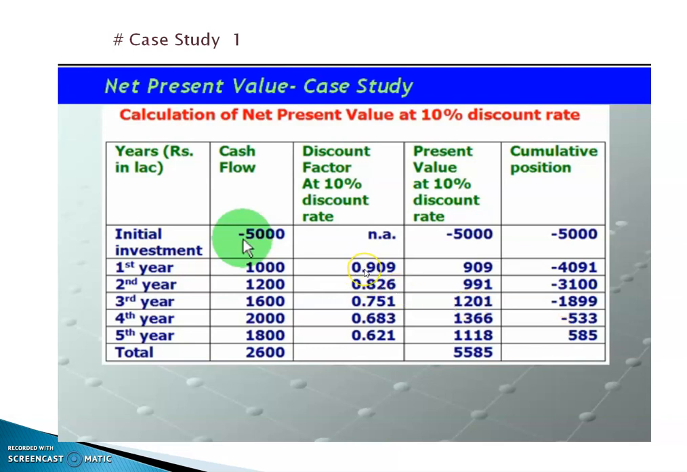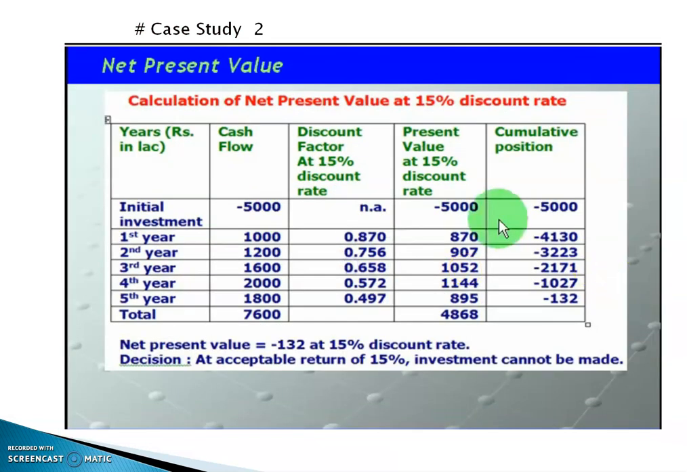This is the same problem based on the first example that we saw earlier. It can be solved the same way, but here a discount factor of 10% is given, and using the present value of annuity factor we can get it easily.